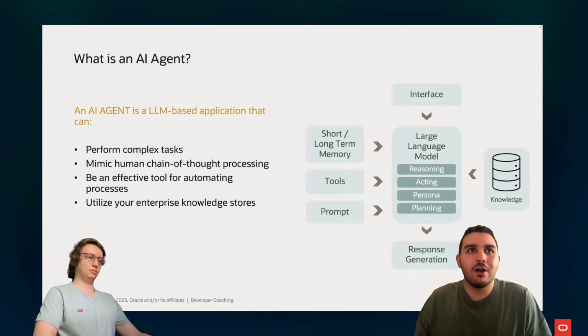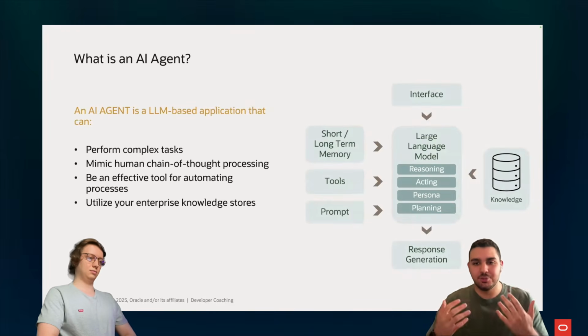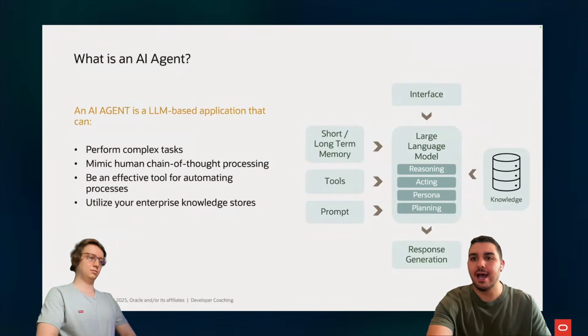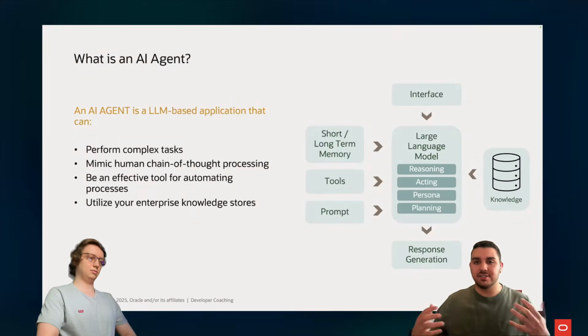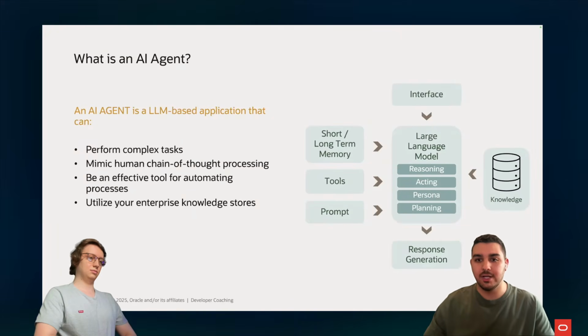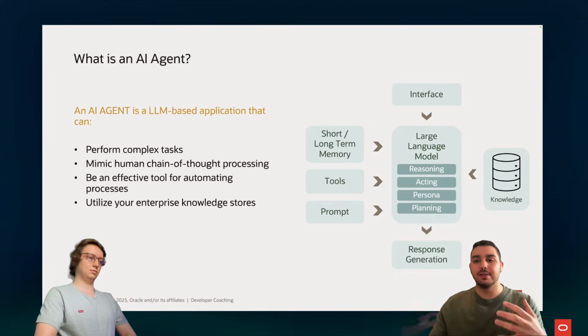So what are AI agents? As I'm sure most of you guys know, the AI agent platform, or agents in general, are an LLM-based application. So the way they work is they sort of mimic how we humans digest information and answer questions, right? So it's more than just a chatbot. You're mimicking that human-like reasoning. So it follows a chain of thought.